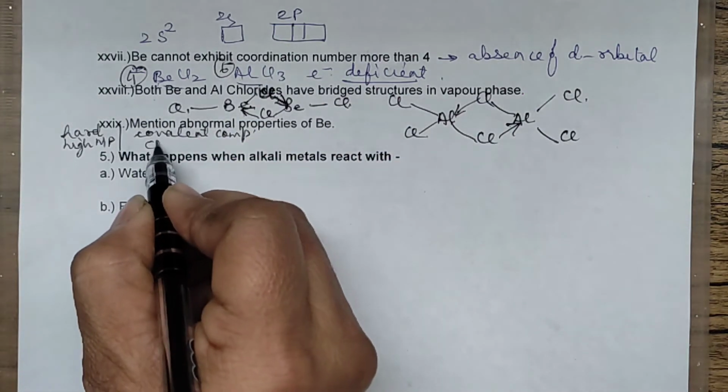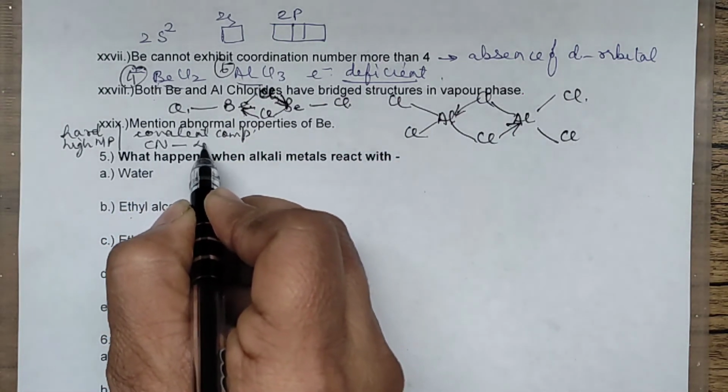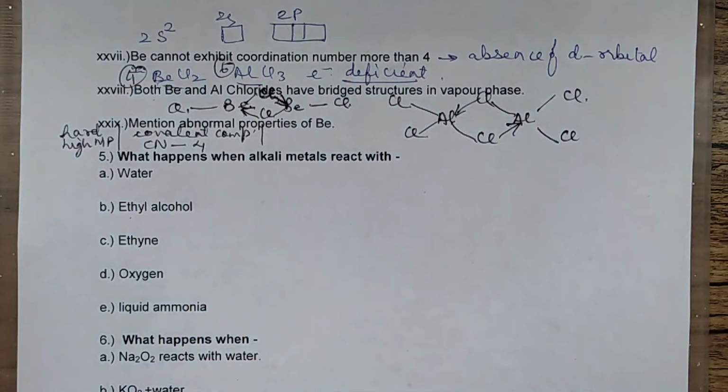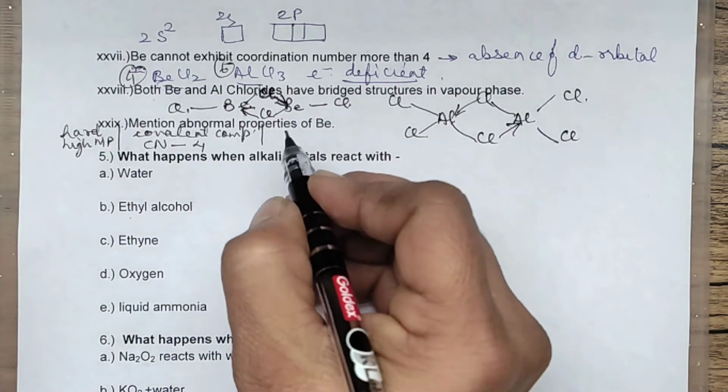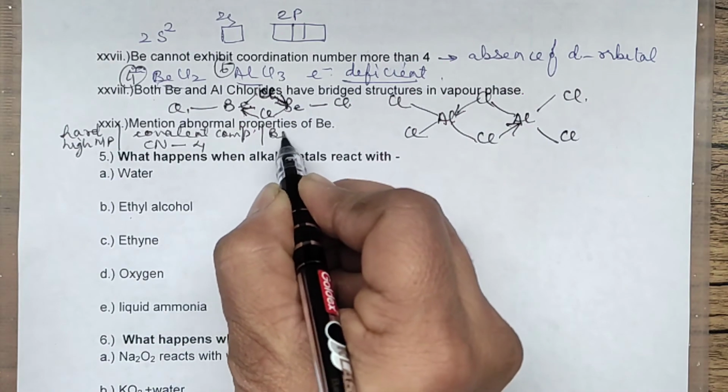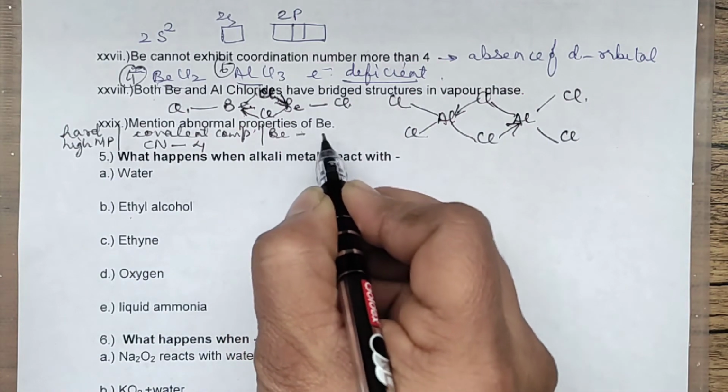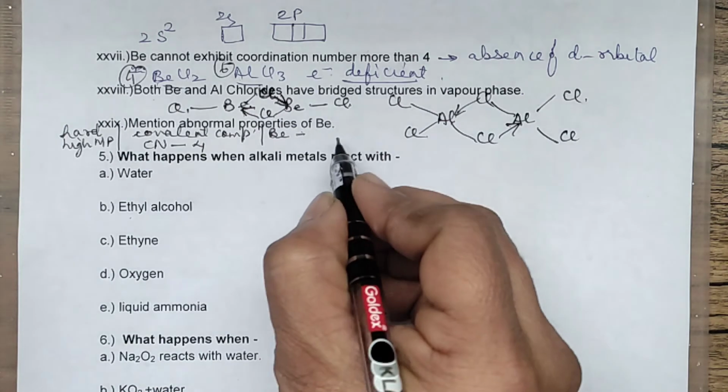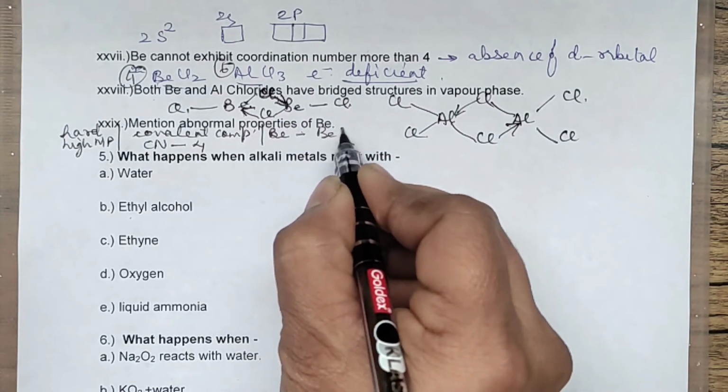The coordination number does not exceed 4. It is having the maximum coordination number of 4. Then beryllium does not react with air to a greater extent because it is forming a protective coating. Okay, that is the oxide coating you can write down.